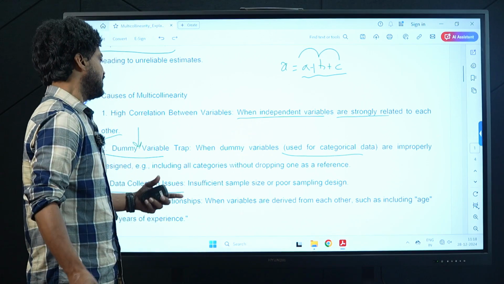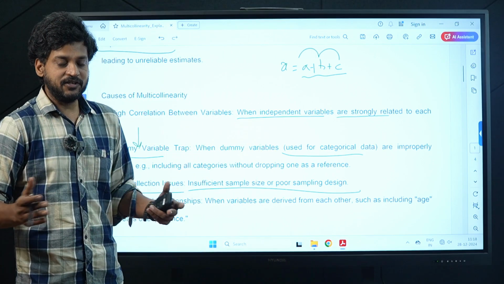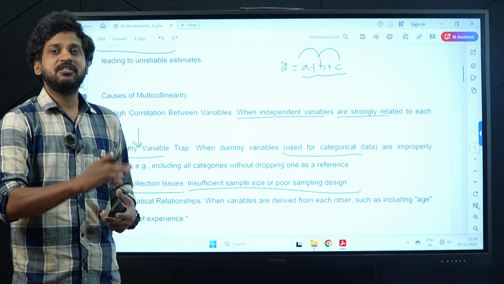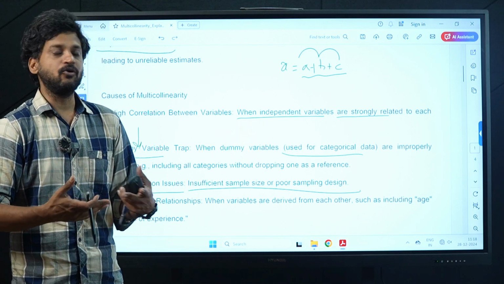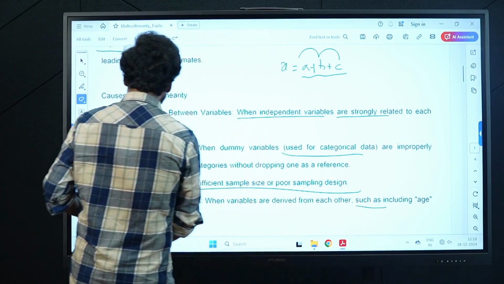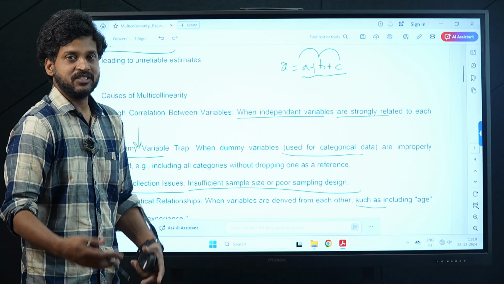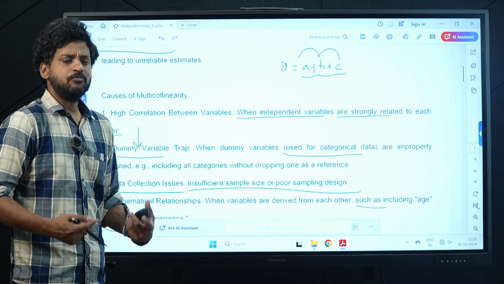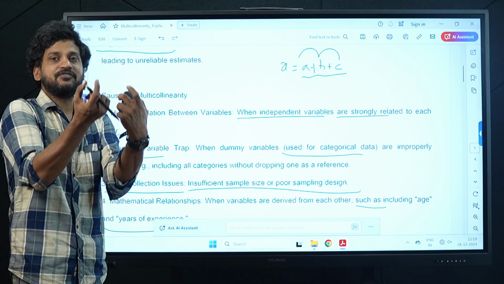Data collection issues, insufficient sample size or poor sampling design. Whenever a data set is being divided into several samples, the first thing we need to make sure is that the sample size must be appropriate. If you poorly design the sample size, there may be a multicollinearity problem. Mathematical relationship, when variables are derived from each other, such as including age and years of experience. These two variables are highly related with each other, right? When years of experience rises, age also rises. Age rises, years of experience also rises.